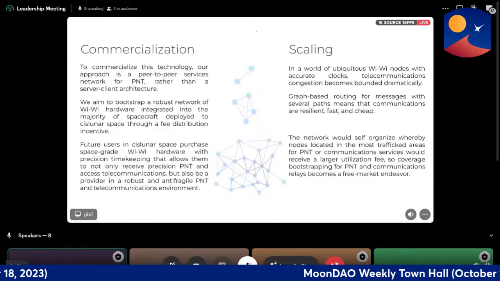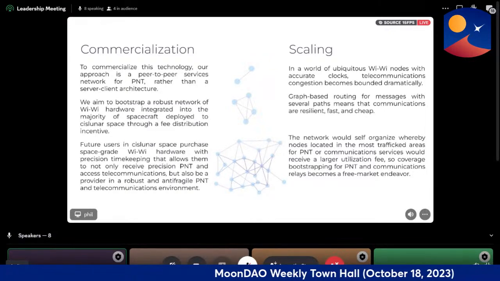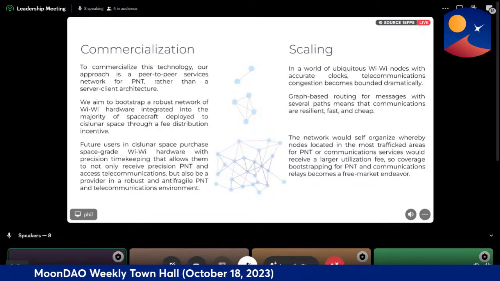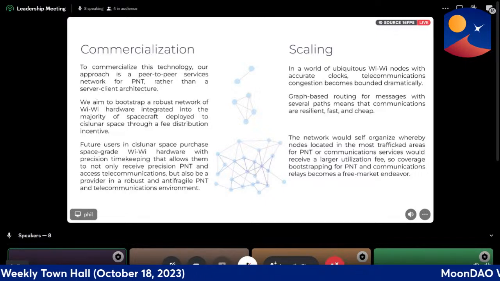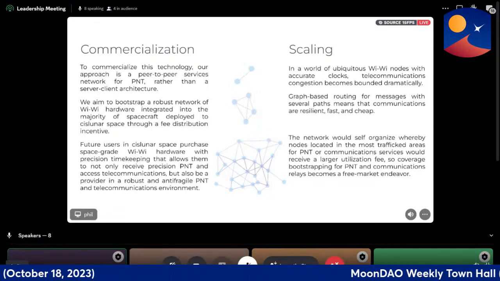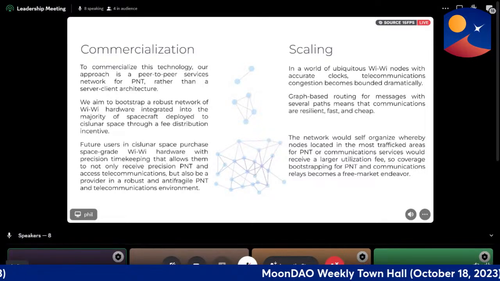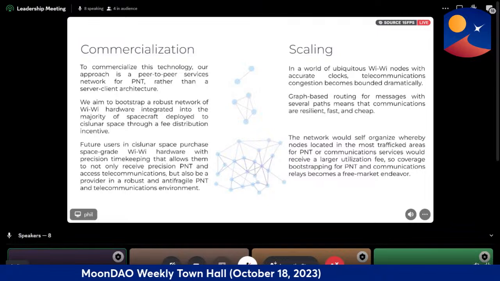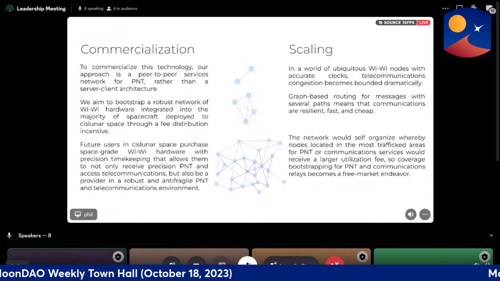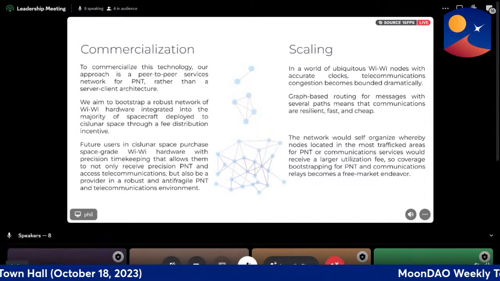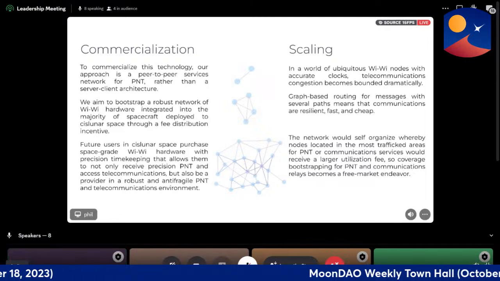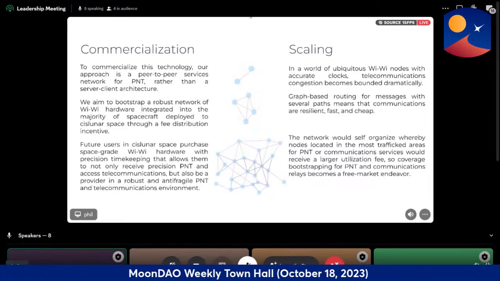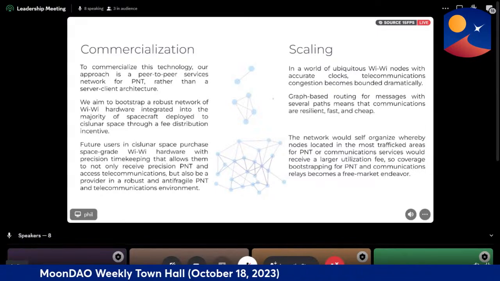And similarly, this solves the scaling problem, where you don't have to worry about it as the population grows; naturally it supports itself better. There are more routes for messages to take. There's more access to someone providing the time for you. And the networks would self-organize and get benefits from this kind of scale instead of just suffering congestion.